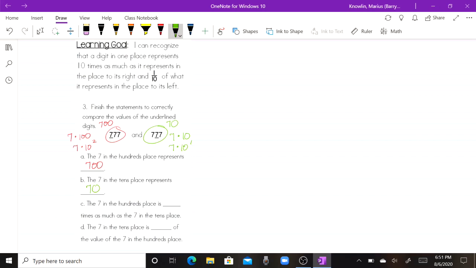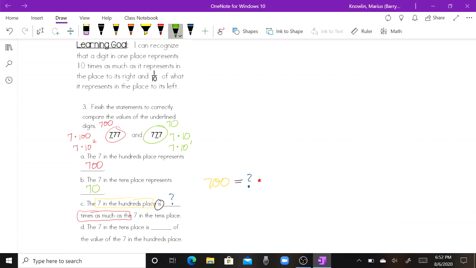Now, C, the 7 in the hundreds place is blank times as much as the 7 in the tens place. All right, well, let's break this sentence down. The 7 in the hundreds place, that's 700. All right, where it says is, that's an equal sign. Our blank, we're going to keep that with a question mark for now. Okay. We have another symbol. It says times as much as, so that would represent our multiplication symbol.